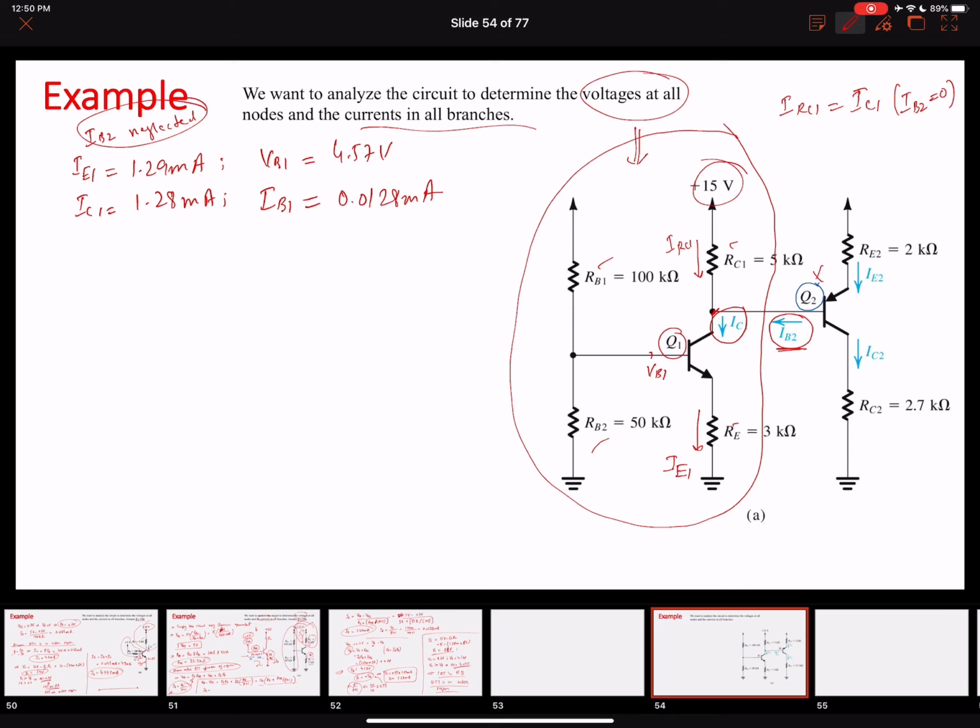Now, we ended up writing down these values from the last example. Interestingly, the one thing we can see is our collector voltage, right? Even considering IB2, not to be neglected, our collector voltage can be different. So our VC1 can be different and depends on IB2, right?